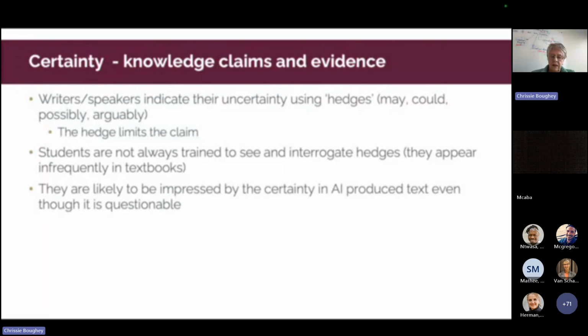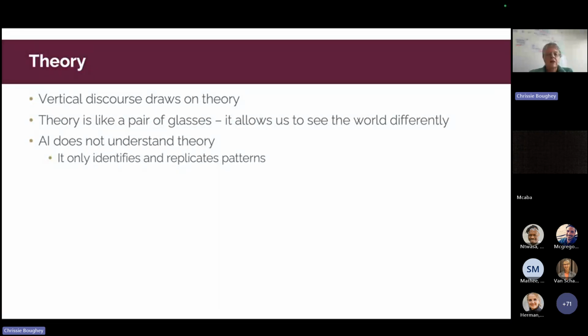So there's two things that I've referred to. I've referred to the idea of positions in a knowledge field and of certainty. The other thing, of course, is that this vertical discourse, the kind of knowledge that we value in the university, draws on theory. And as I've already said, theory is like a pair of glasses. It allows us to see the world differently. AI doesn't understand theory, doesn't use theory. It identifies and replicates patterns.